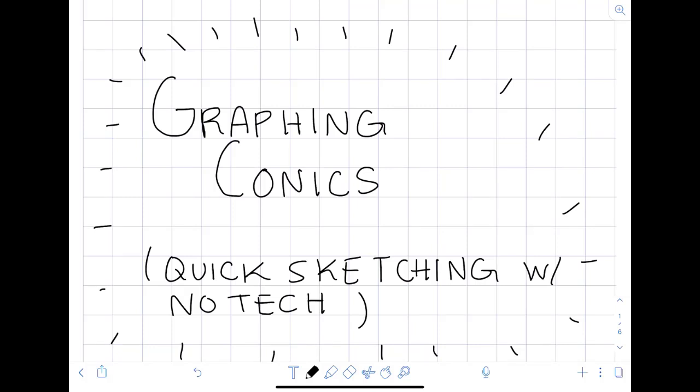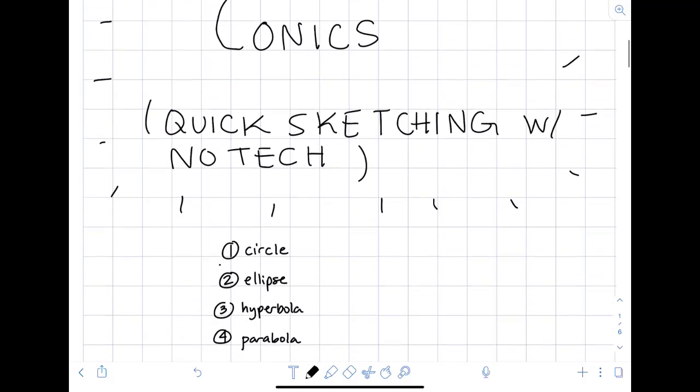So today we're going to be talking about graphing conics, and we're just going to focus on quick sketches without using technology, just trying to quickly recognize what the general idea for these are going to be and not necessarily going super in detail, just quick sketches.